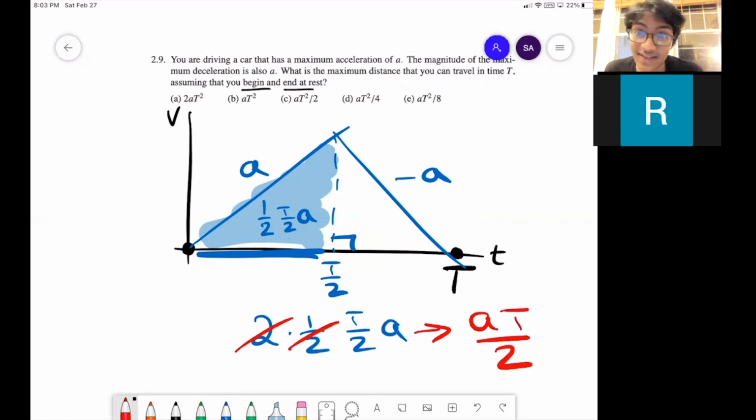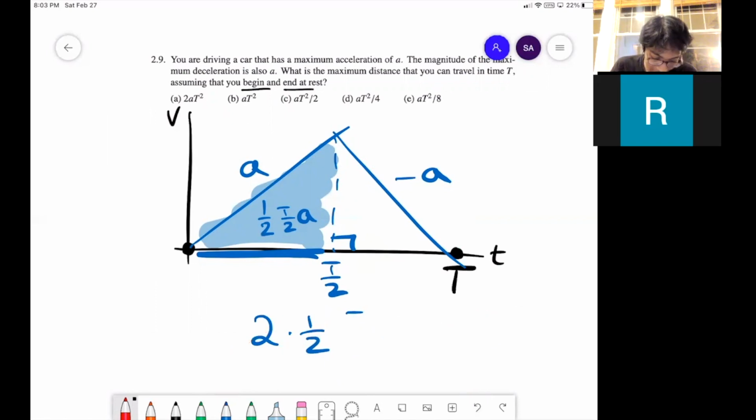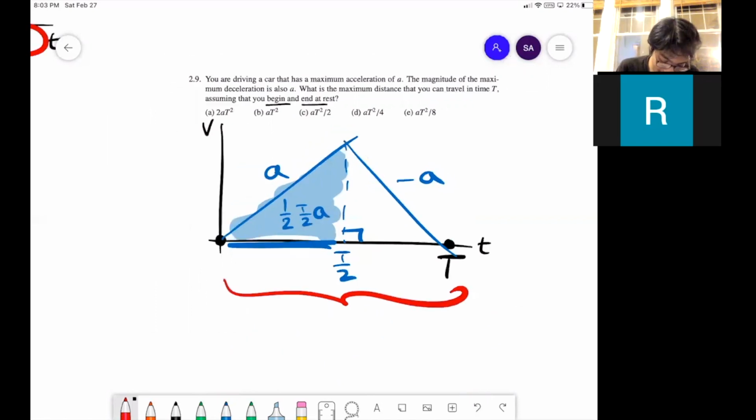Why do I feel like that's not right? Because that's not one of the answer choices. So let's do the math again. Okay, so what have I got here? I've got the total base of t, and I've got the total height of what? Oh, what's our height? We don't know our height, do we? So our height is going to be what?